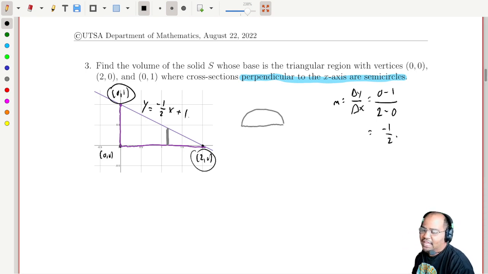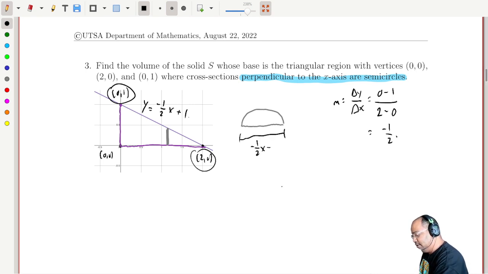And so for any x, what is the length of this gray strip here? Top minus bottom again. Negative 1/2 x plus 1 minus 0. Well, it's just negative 1/2 x plus 1. So the diameter here is negative 1/2 x plus 1.